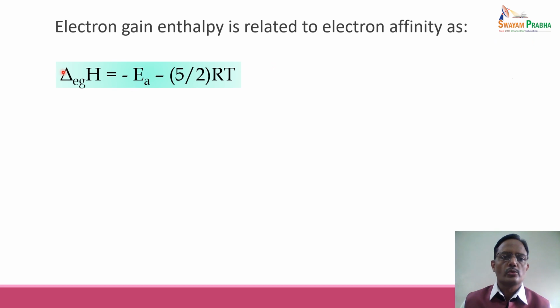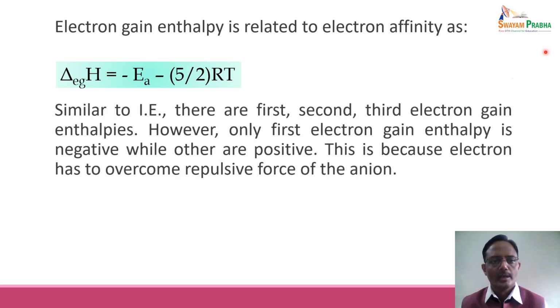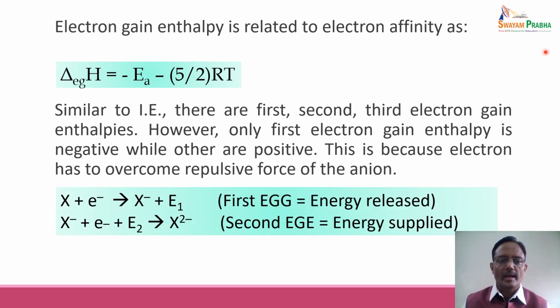Most of the times we use the words electron gain enthalpy and electron affinity with the same meaning. However, there is a very small difference between the two. Now similar to ionization enthalpy, there can be first electron gain enthalpy and second electron gain enthalpy. However, the problem of second electron gain enthalpy is that the first electron gain enthalpy is always negative because the energy is released, but the second electron gain enthalpy is always positive because the electron has to overcome the repulsive force of the anion.